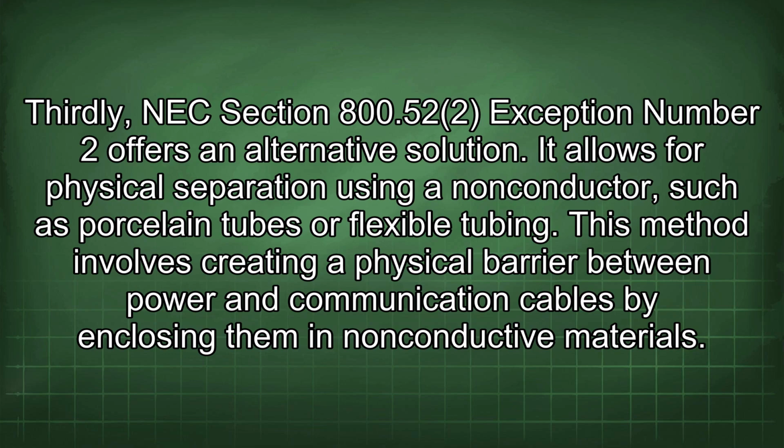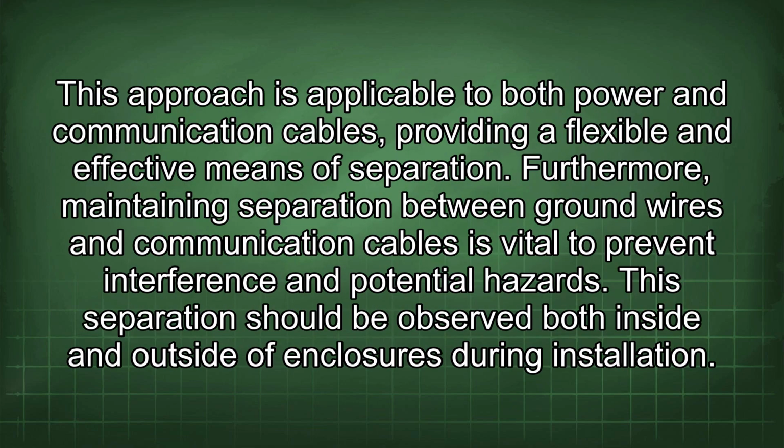This exception recognizes the common practice of using non-metallic sheath cables for powering personal computers. Thirdly, NEC Section 800.52 exception number 2 offers an alternative solution. It allows for physical separation using a non-conductor, such as porcelain tubes or flexible tubing. This method involves creating a physical barrier between power and communication cables by enclosing them in non-conductive materials. This approach is applicable to both power and communication cables, providing a flexible and effective means of separation.